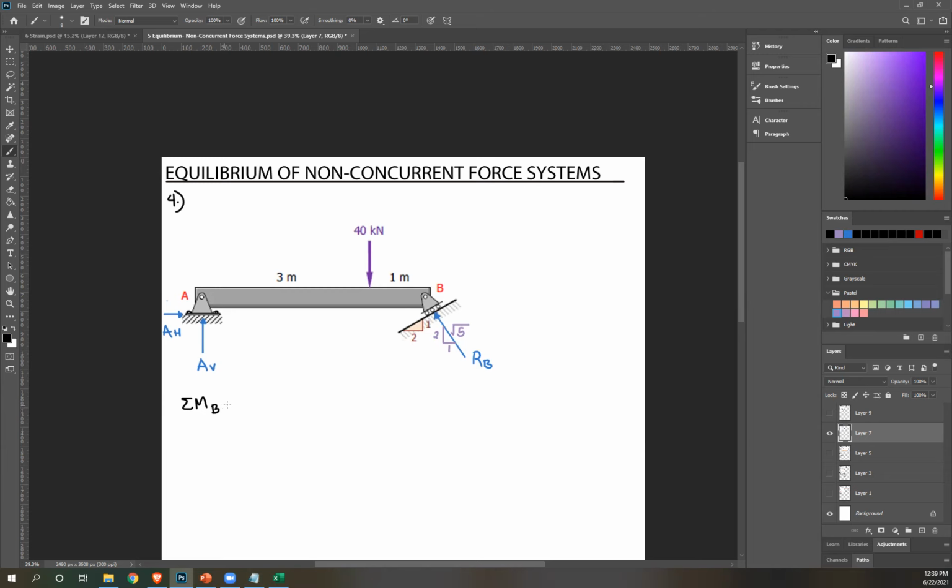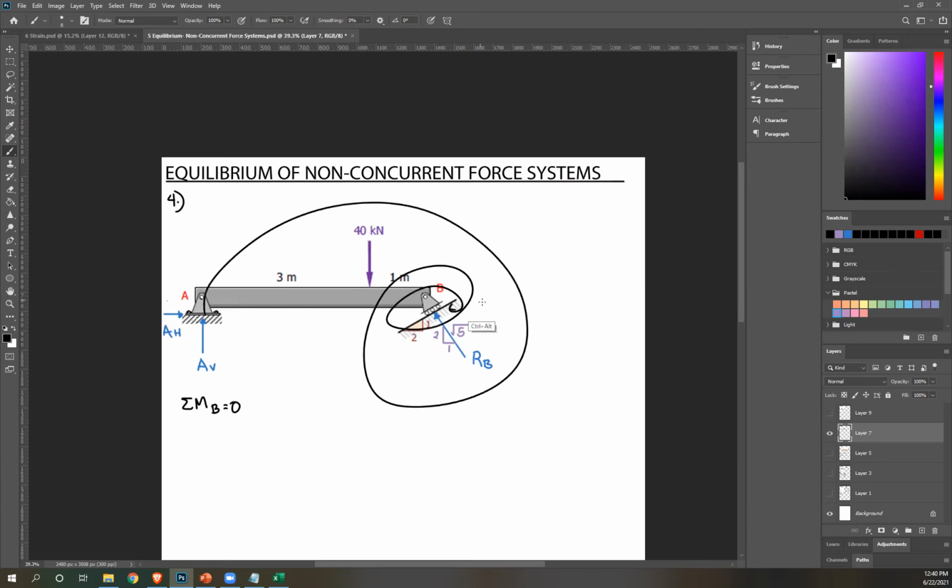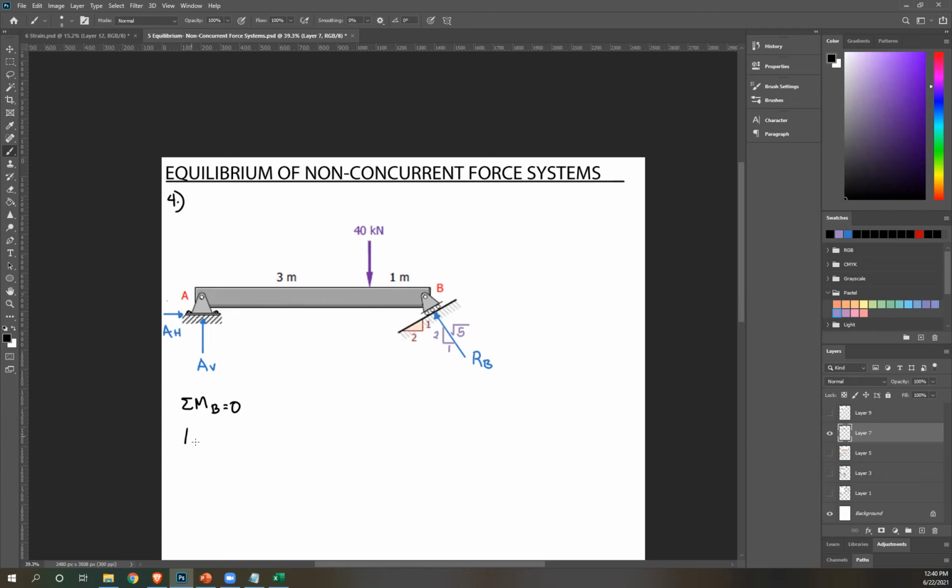So summation of moment at B equals 0. Let's begin. AH passes through B, so I'm going to ignore that. Next, AV. That's clockwise, so positive AV. Perpendicular distance is 3 plus 1, so 4. Next, 40. Counterclockwise, so negative 40. This times 1. RB passes through B, so ignoring that, equate to 0. From this, please solve what's AV.